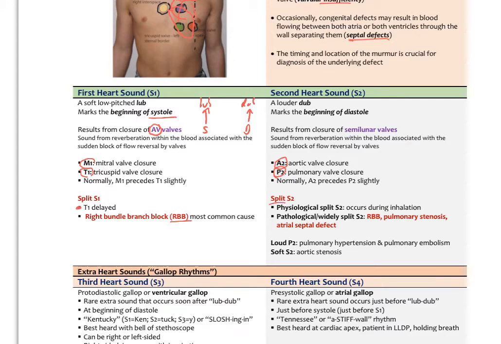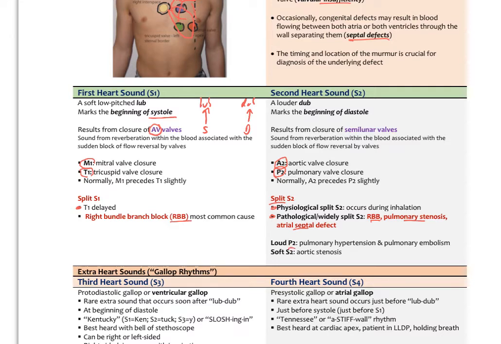A split S2 can either be physiologic, meaning it's benign and normal, and that can occur during inhalation, or you can have a pathologically widened or split S2, and that could again be a sign of a bundle branch block, stenosis of the pulmonary valve, or an atrial septal defect. And so then we do further testing to investigate that.